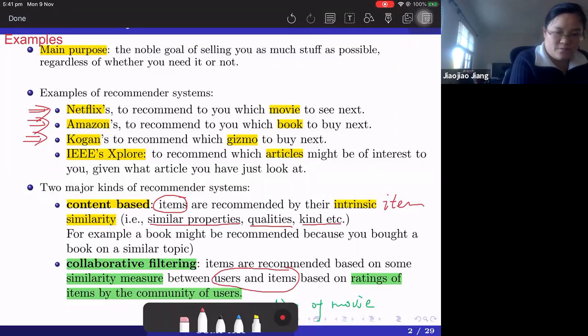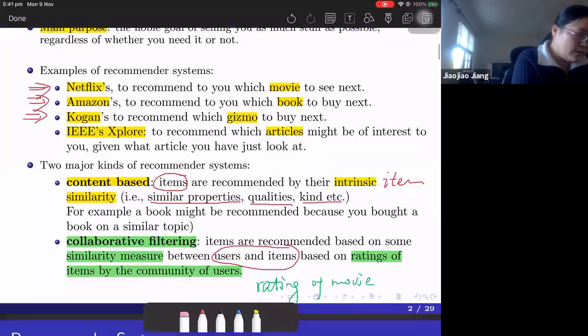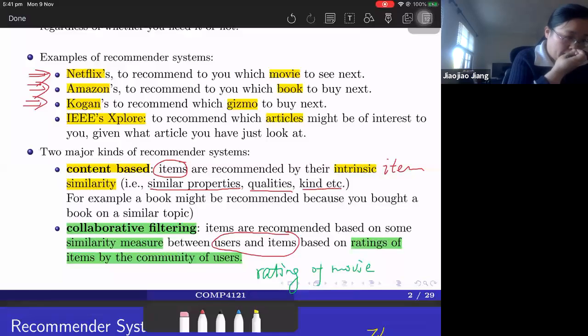But collaborative filtering is based on similarity measures between users and items, based on the ratings of items by the community of users, like the ratings of movies that you watched.